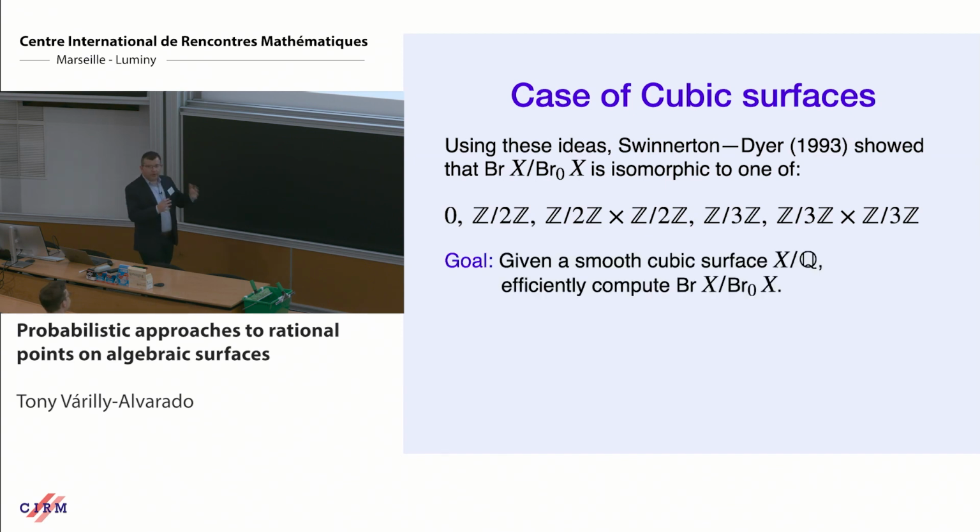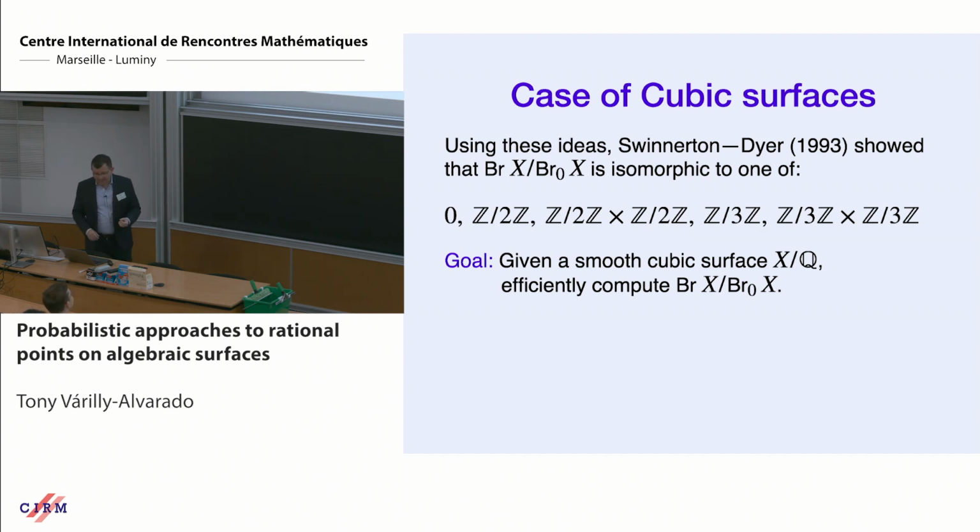So our goal for today is, remember that what we're trying to do is we're trying to determine if a cubic surface has rational points. There's a conjecture of Colliot-Thélène and Sansuc that says that the Brauer group is controlling the existence of rational points on a cubic surface, and so we're going to try to compute the Brauer group at least to make progress towards that goal of trying to understand when cubic surfaces have rational points.